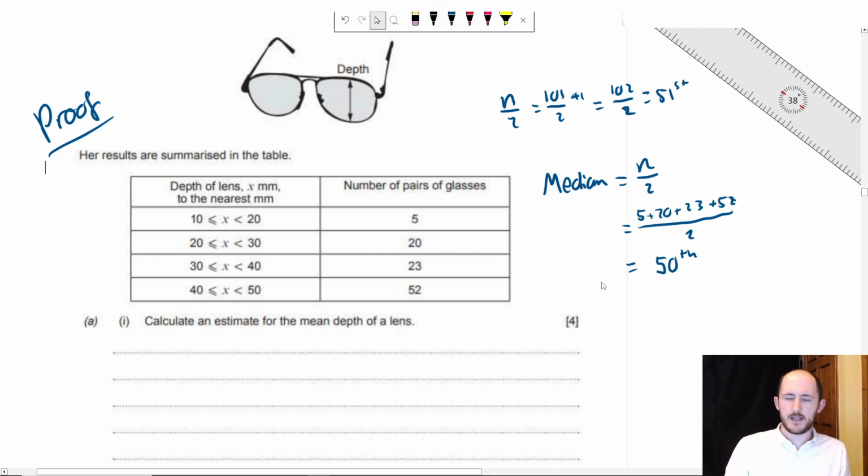All right. Now, how do we find the 50th? What we do is, up to this point, we've got 5 values, right? Up to the next point, we've got 25 values in total. So there are 5 values up to here, 25 up to here, and the next one goes up to 48 values. Does that make sense? If anyone's unsure, let me know.